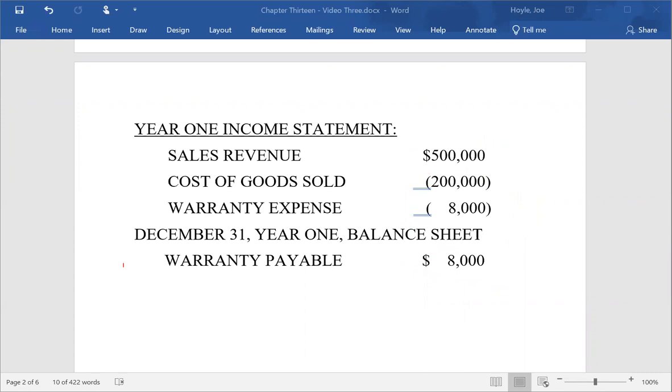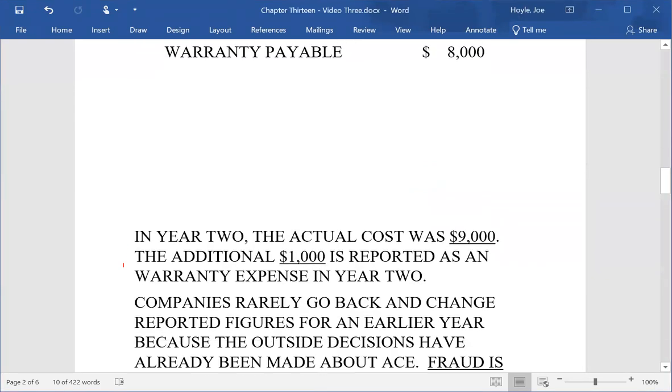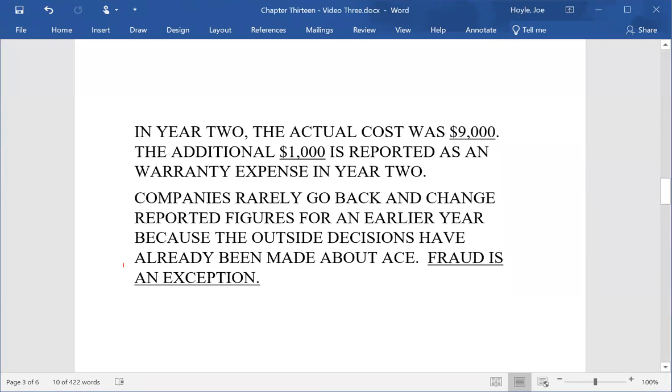We still got one problem though. We made the guess that it was $8,000, and it turned out to be $9,000. So what do we do with that extra $1,000? Well, here's the answer. In year two, the actual cost was $9,000. We have an additional $1,000. And the rule is this: the warranty expense is reported as $1,000 in year two. You fixed it by adding the extra $1,000 into that year.